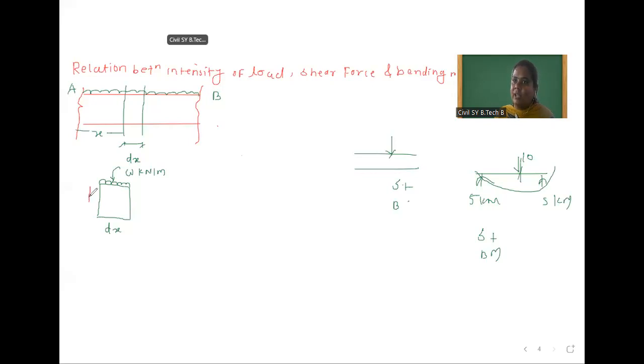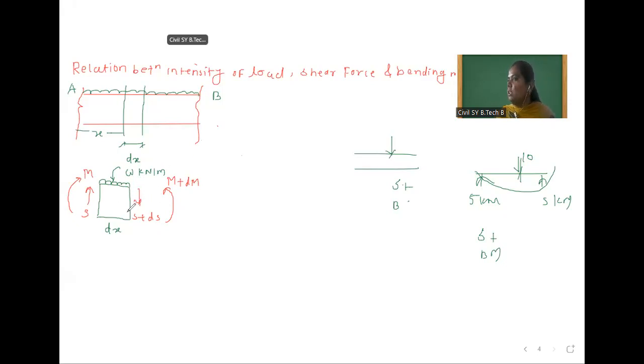Suppose we assume shear force S here, and in the opposite direction shear force S plus dS because of this section. And there will be a moment, suppose M here, and at the same time an opposite moment M plus dM. So here we have to take the partial derivative. Up to this, anybody having doubt?